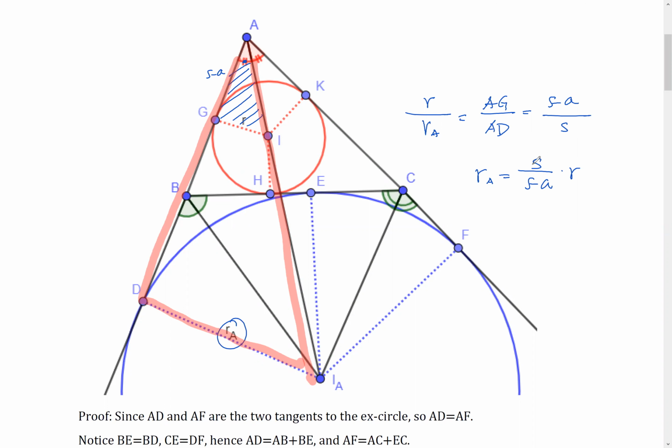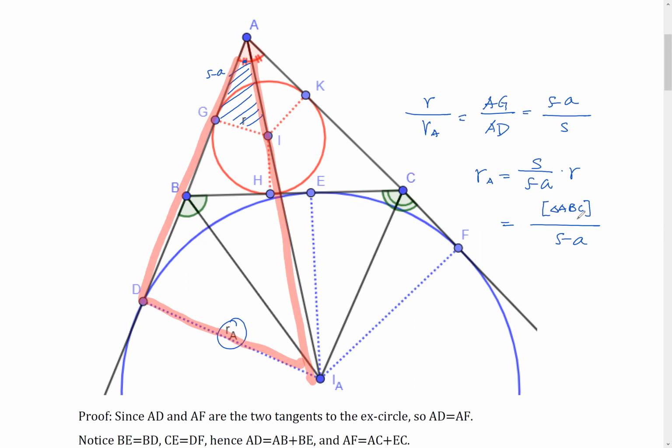There is another way to read this expression, because s times r is not just something random. s times r is the area of triangle ABC. That's some significant value there, right? s times r means something. It's the area of the triangle divided by (s minus a).